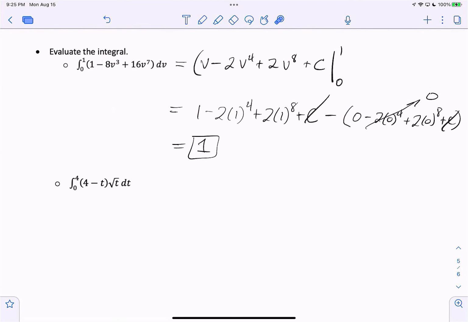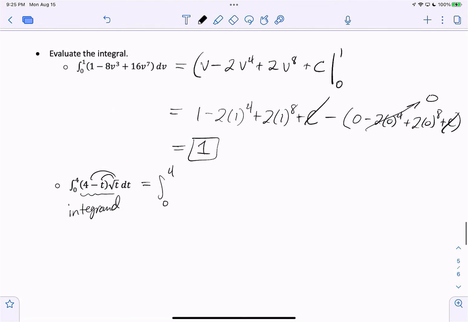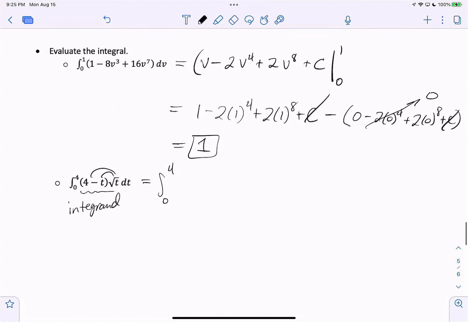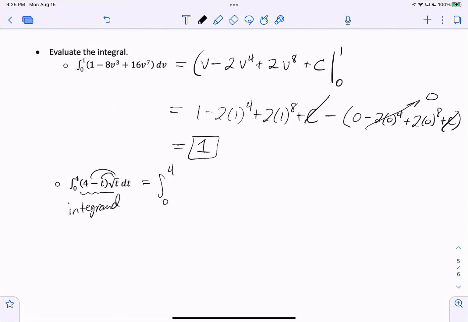Next up, we have the integral from 0 to 4 of the quantity 4 minus t times the square root of t dt. Now we don't have a product rule for integrating in the same way we have a product rule for differentiating. So I need to simplify by multiplying inside the integrand. That's what this thing is called, by the way, an integrand. Kind of like in a radical you have a radicand, and when you're dividing you have a dividend. Okay, so I'm going to distribute the square root of t into the 4 minus t.